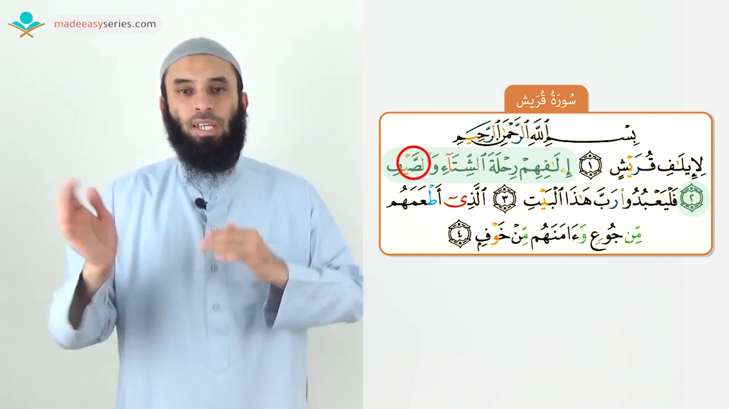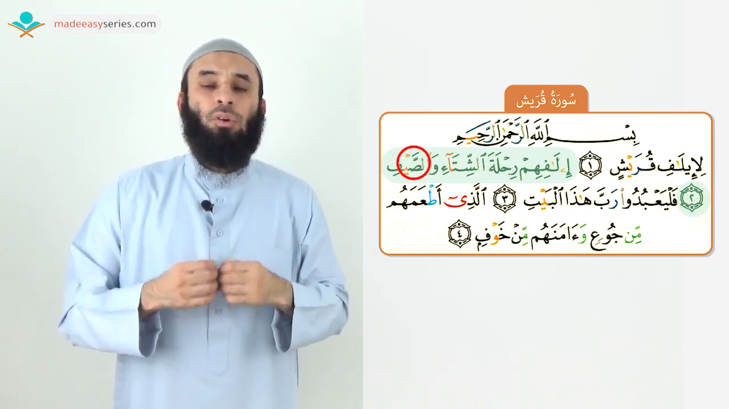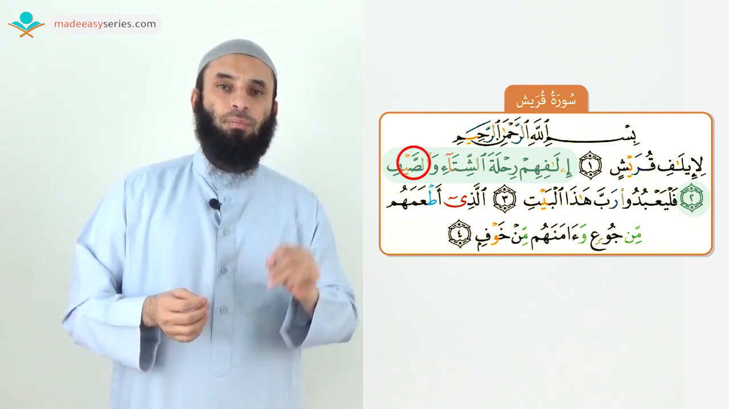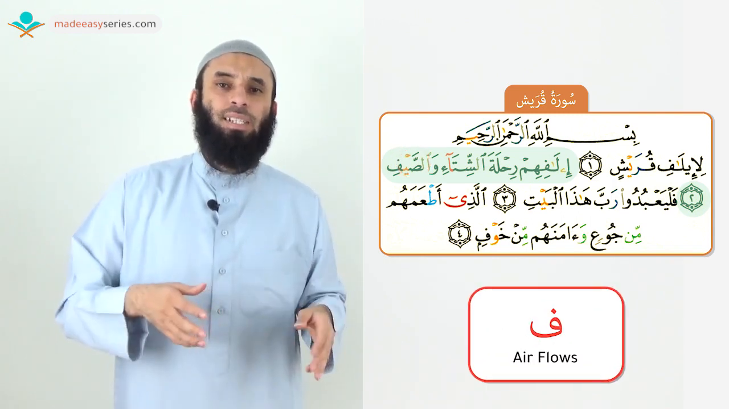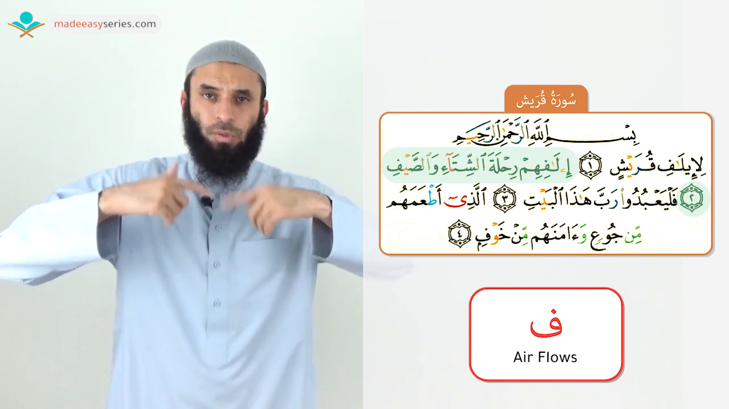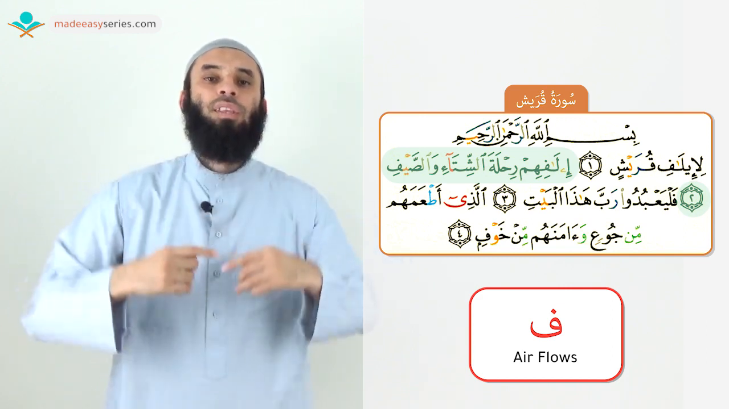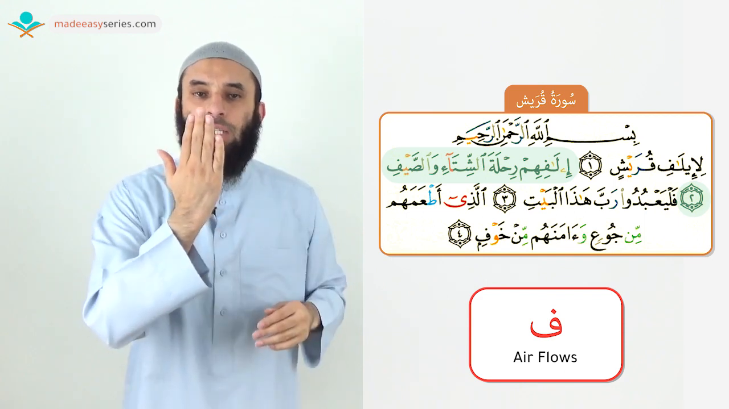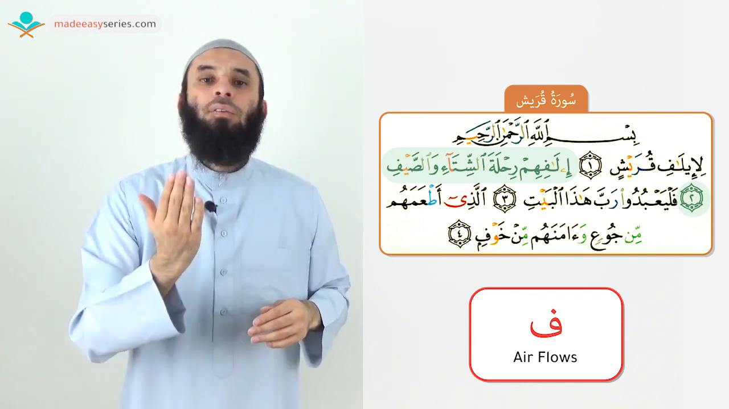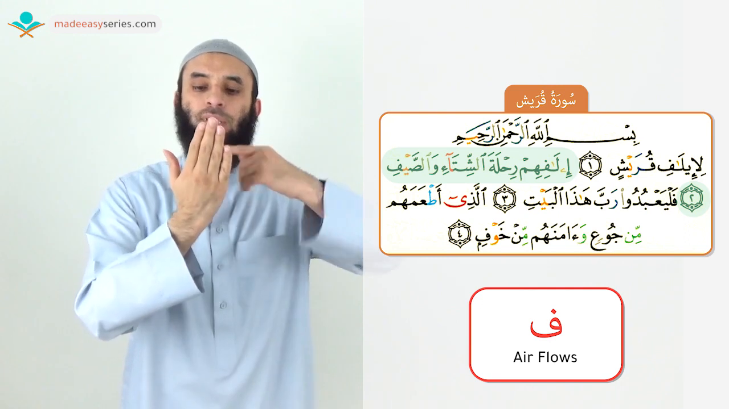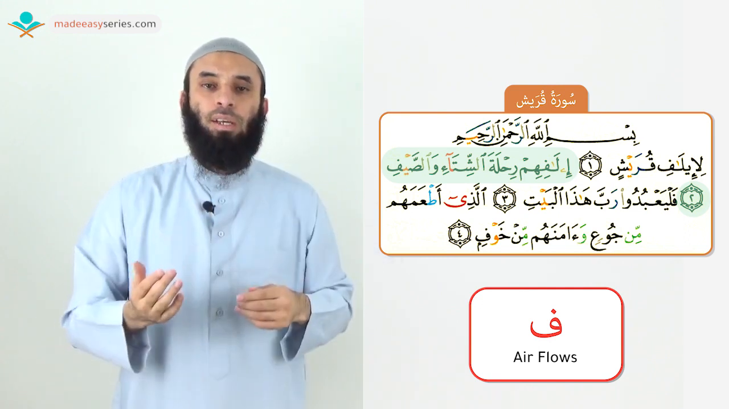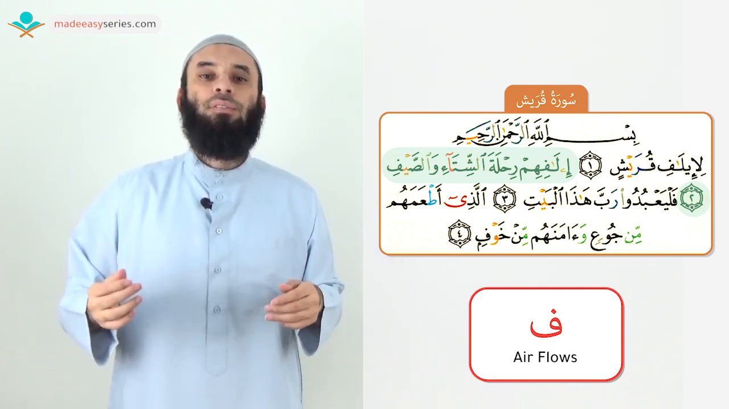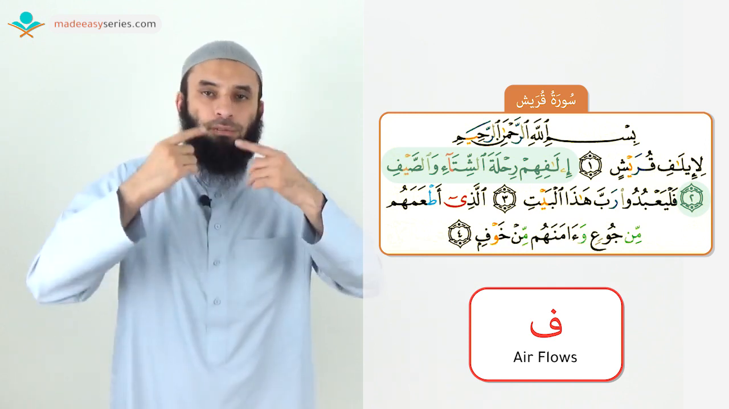Was-sayf, and not was-sayf, not in between fatha and kasra. So was-sayf. Fa here at the end is a letter that sound flows, that the air flows with it when we're pronouncing this letter. So if you put your hand in front of you and say was-sayf, we'll notice air flows with it. This is how we should pronounce, and not was-sayf. You say was-sayf, you don't feel any air coming out.